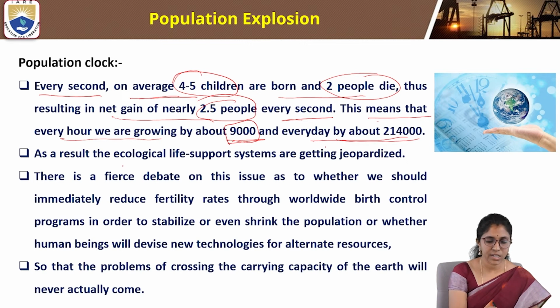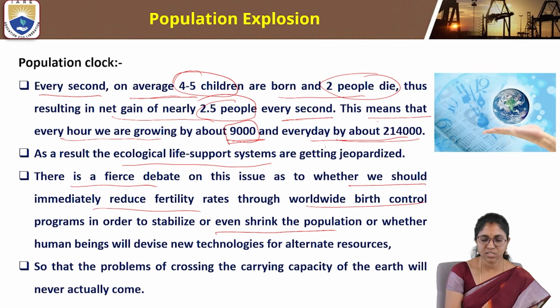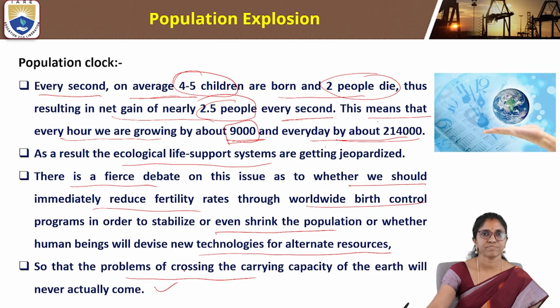As a result, the ecological life support systems are getting jeopardized. There is a fierce debate on whether we should immediately reduce the fertility rate through worldwide birth control programs in order to stabilize or even shrink the population, or whether human beings will devise new technologies for alternate resources, so that the problem of crossing the carrying capacity of Earth will never actually come.